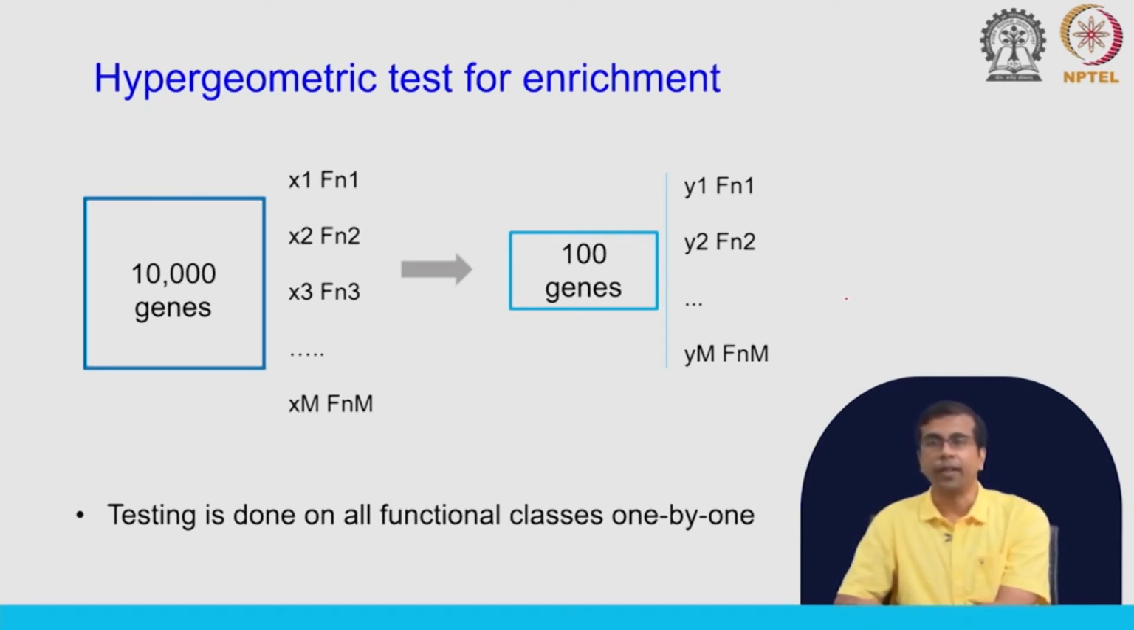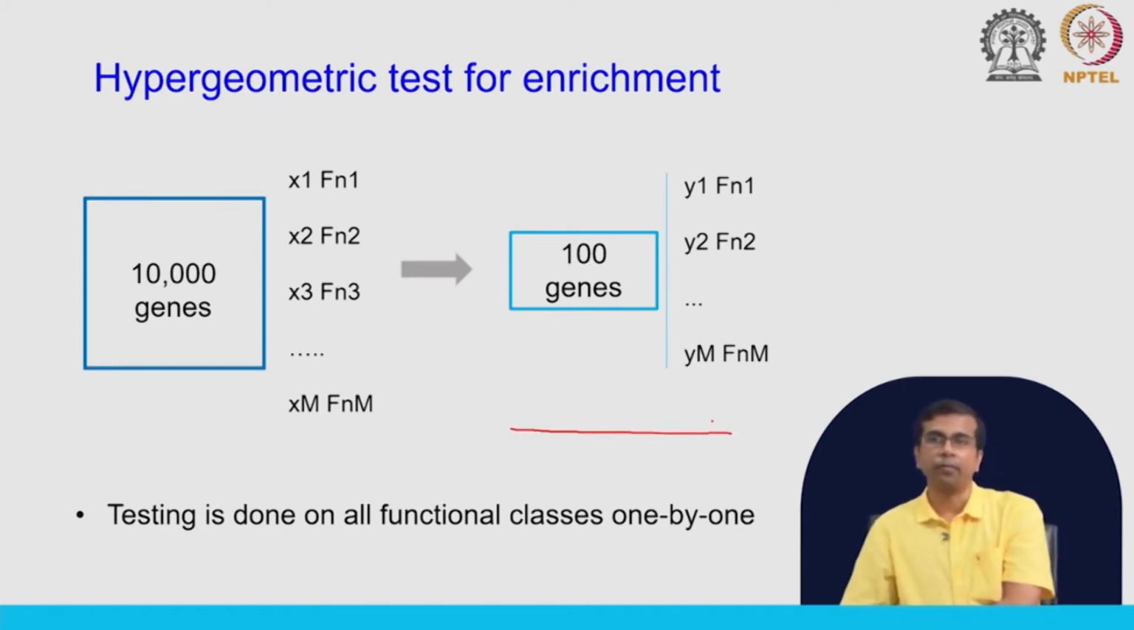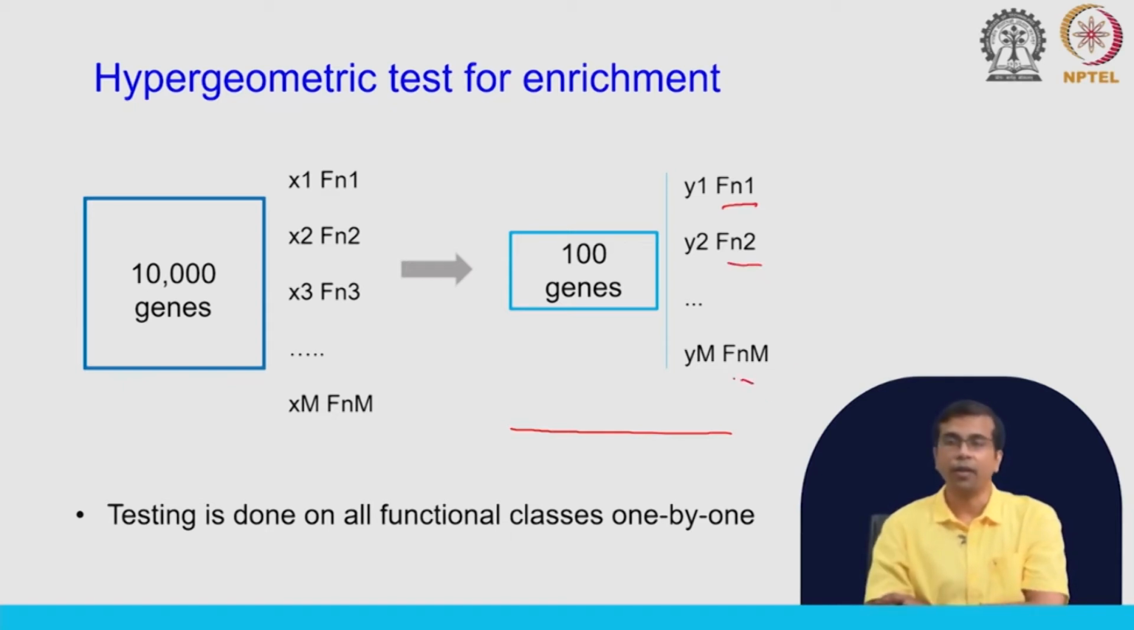So, the question is whether there is any enrichment for a specific function in the list of differentially expressed genes. On the right hand side we have the list of differentially expressed genes. To answer this question, we perform the hypergeometric test on all functional classes, one by one. We start with functional class 1, then go to functional class 2 and so on, and we continue this up to functional class m.